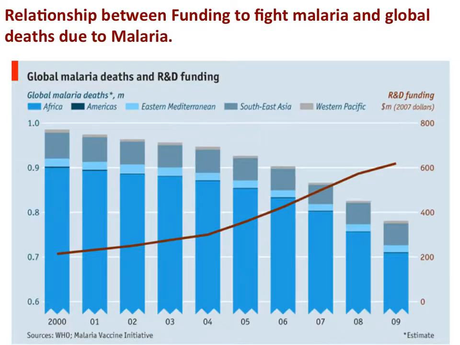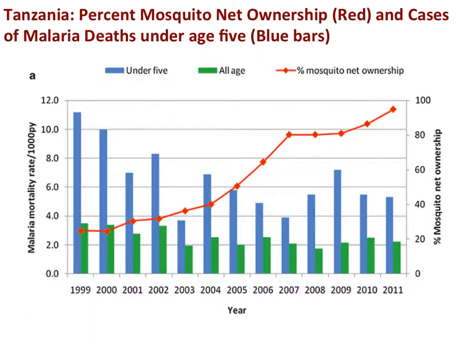Let me head toward the end of this movie by saying that there is a strong relationship between the funding to fight malaria and the global deaths due to malaria. And this includes the use of mosquito nets, seen here as the red line. As the use of nets in a Tanzanian village increases, the number of malarial deaths to children under 5 decreases.